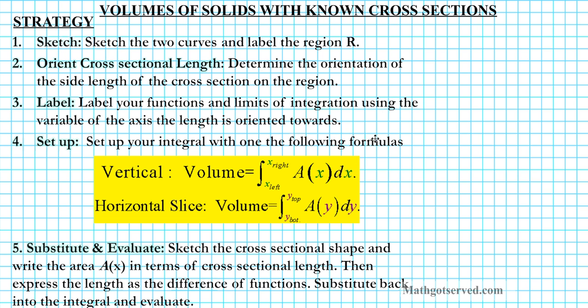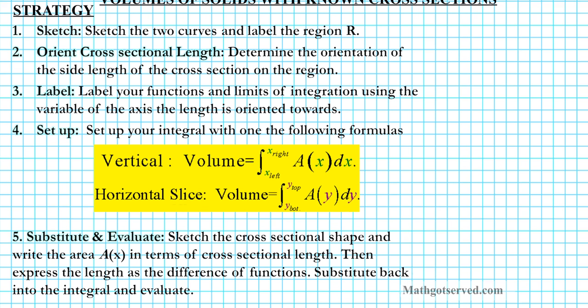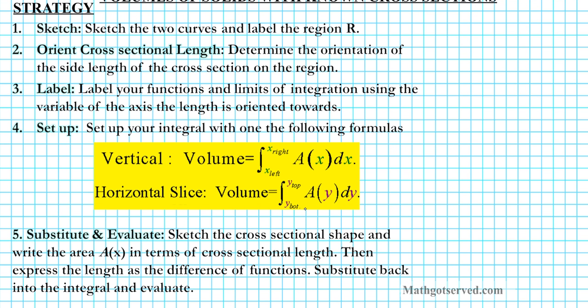Step 4, you're going to set up your integral using one of these two formulas. So if you have a vertical orientation, perpendicular to the x-axis, then everything will be x's. And if it's a horizontal orientation perpendicular to the y-axis, then everything will be y's, as you can see here. And then step number 5, you're going to substitute and evaluate.